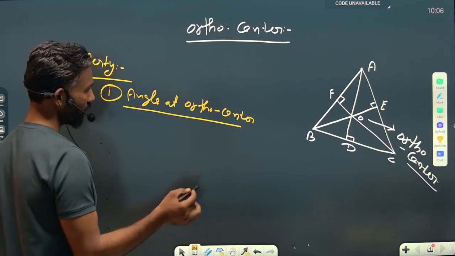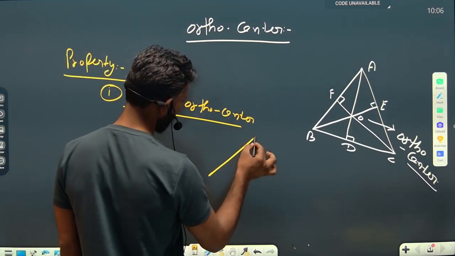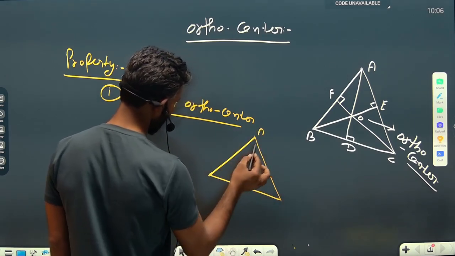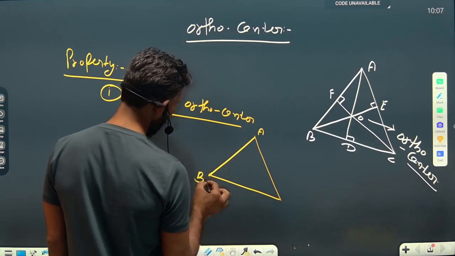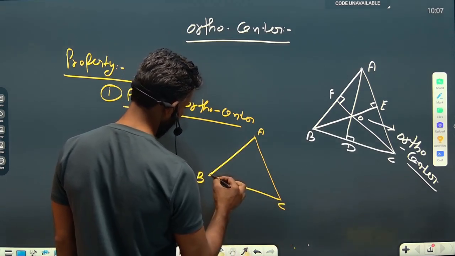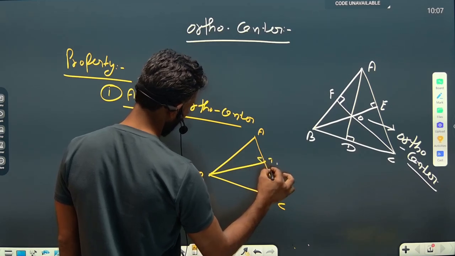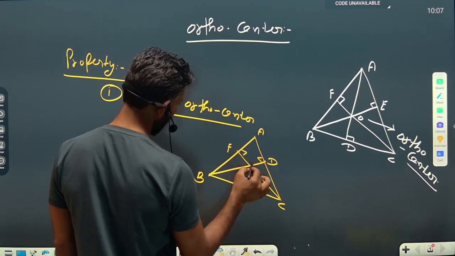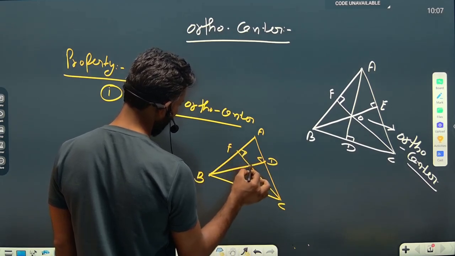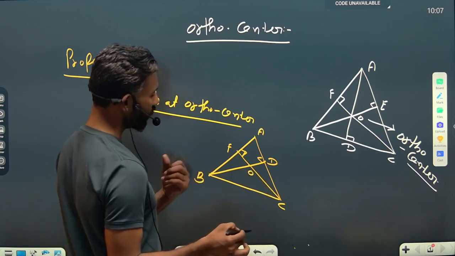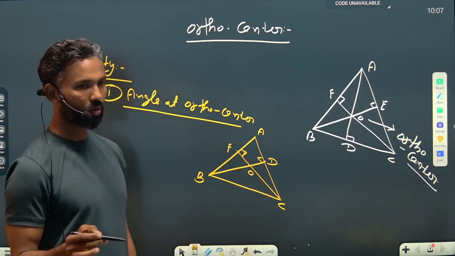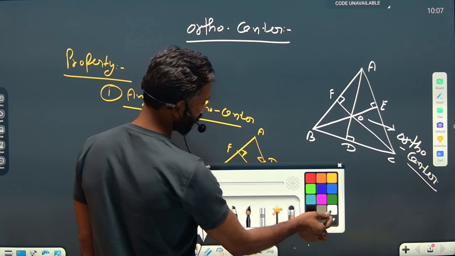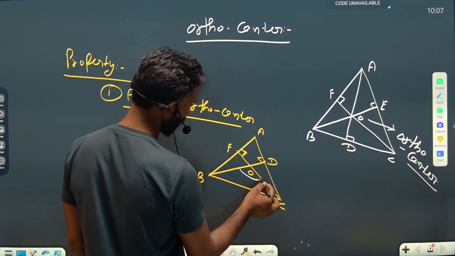Okay, suppose this is a triangle, and name the triangle ABC. And suppose two altitudes are dropped. One is BD perpendicular to AC, another is CF perpendicular to AB, and both altitudes intersect at point O. So this O will be the orthocenter. So what we have to know here is the angle at the orthocenter. So we just have to calculate this angle.